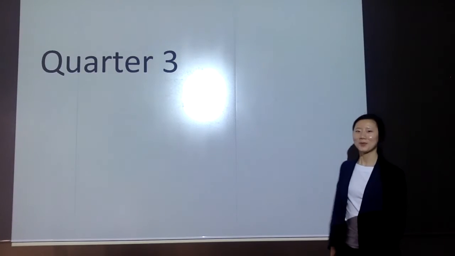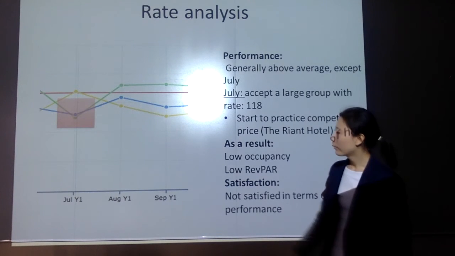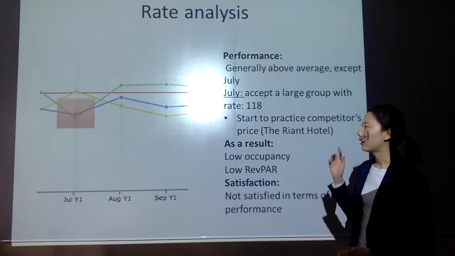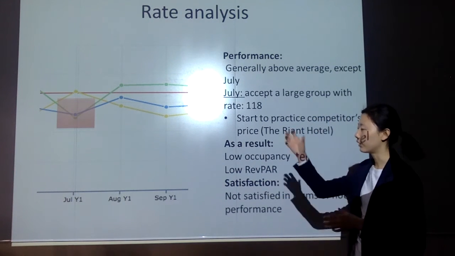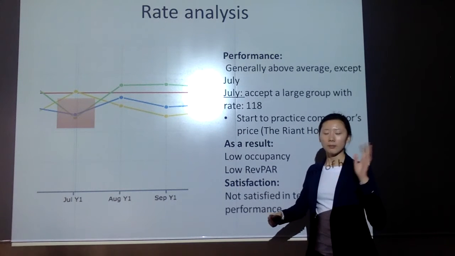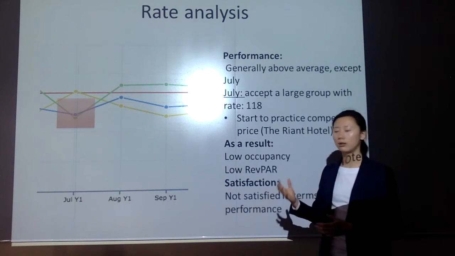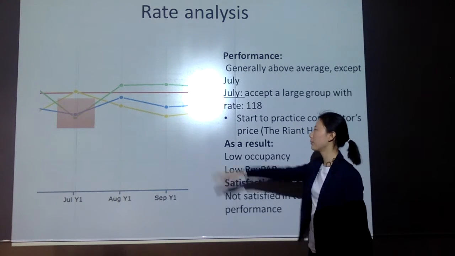Here we have the quarter 3. In quarter 3, we accepted the group in July. And because of the group, our ADR was dragged down again. Even though my partner and I tried to improve the rates for transients and also other segments, it still was below average.